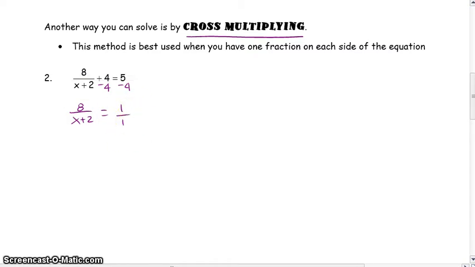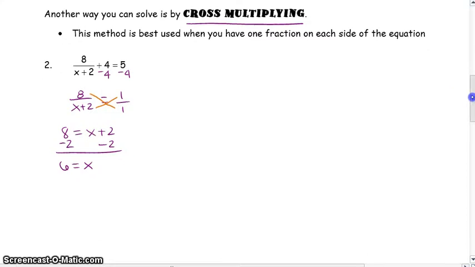So then from here, we can cross multiply. So that's multiplying the numerator of the left side to the denominator of the right side, and then the denominator of the left side to the numerator of the right side. So our 8 times 1, we'll put that on the left side here. So 8 equals, and we have x plus 2, and that's multiplied by 1, so it's itself again. So then from here, we would subtract 2 from both sides, and so we get 6 equals x. Okay, so just like we did before, we need to check to make sure our answer works.